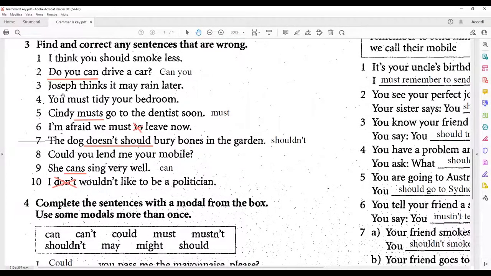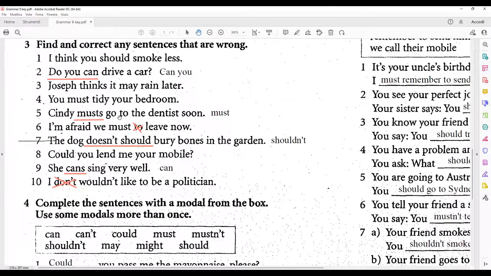Joseph thinks it may rain later. There's nothing wrong with this sentence. You must tidy your bedroom. Okay, you must tidy your bedroom. Maybe if you're a parent, you tell your children they must tidy their bedroom. So you must tidy your bedroom.